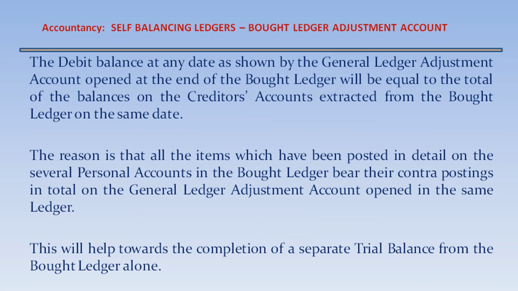The debit balance at any date as shown by the general ledger adjustment account opened at the end of the BAT ledger will be equal to the total of the balances on the creditors accounts extracted from the BAT ledger on the same date. The reason is that all the items which have been posted in detail on the several personal accounts in the BAT ledger bear their contra postings in the total on the general ledger adjustment account opened in the same ledger. This will help towards the completion of a separate trial balance from the BAT ledger alone.